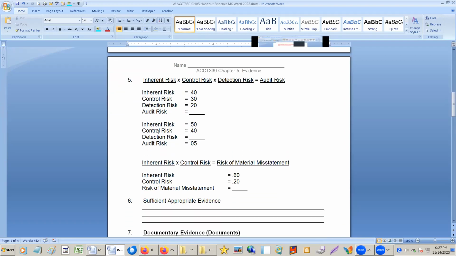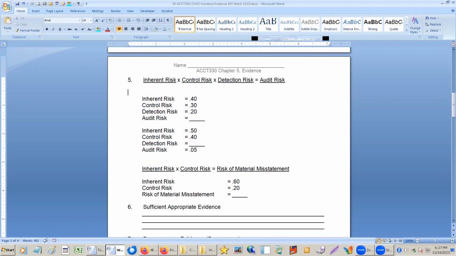Anyway, there is a formula that we can use to mathematically come up with this. So here is the formula. You take all the risks and you multiply them out. I'm doing this one first.